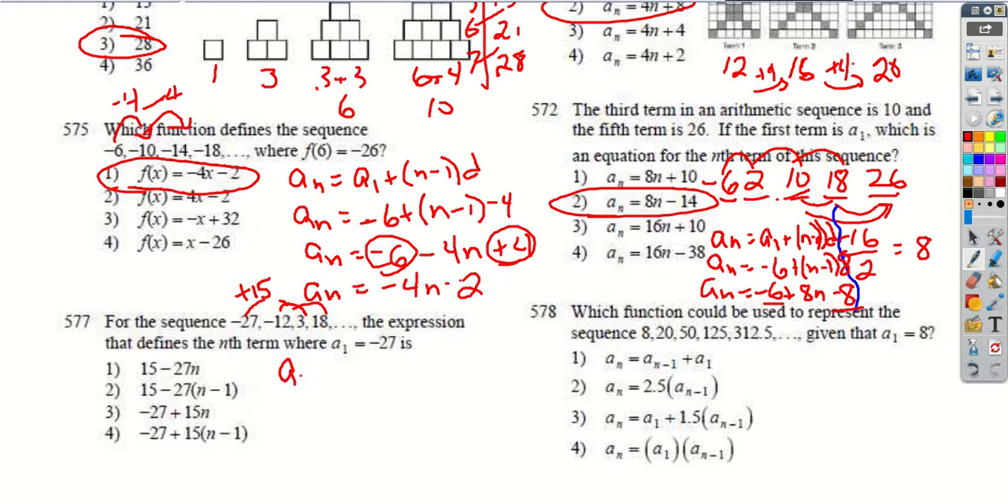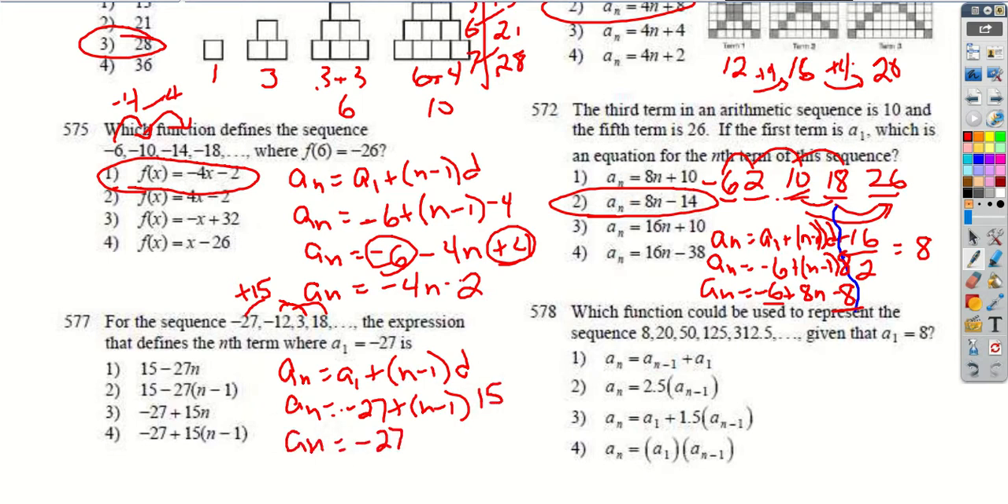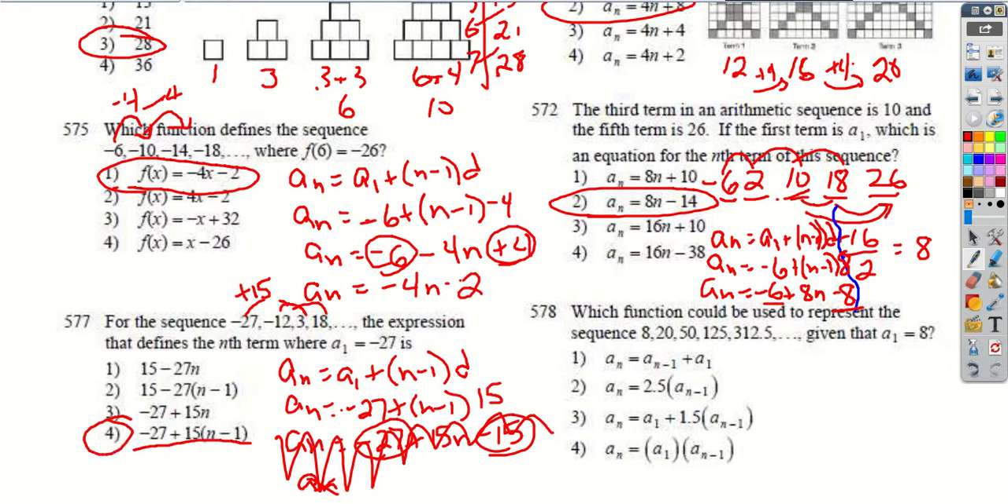So same thing. a sub n equals a1 plus n minus 1 times d. a1 is -27 plus n minus 1 times 15. We distribute: -27 plus 15n minus 15. Combine our like terms here, or do we even need to do that? I can stop actually right here. And you can see this is written with the 15 in front. So it'd be -27 plus 15 times n minus 1.